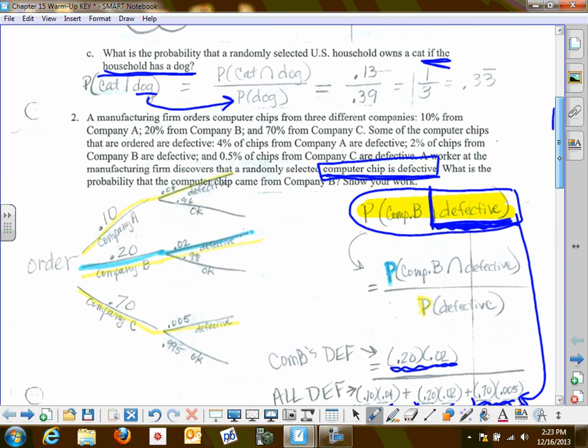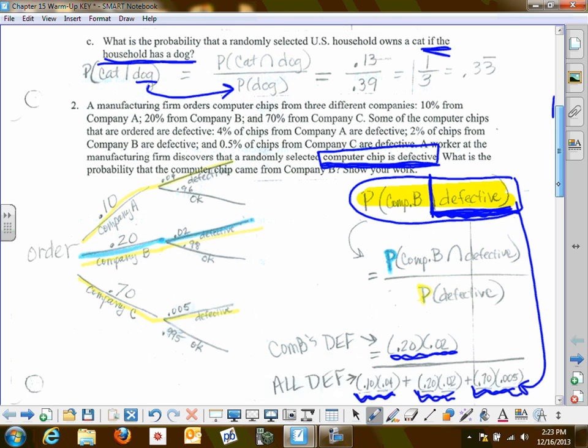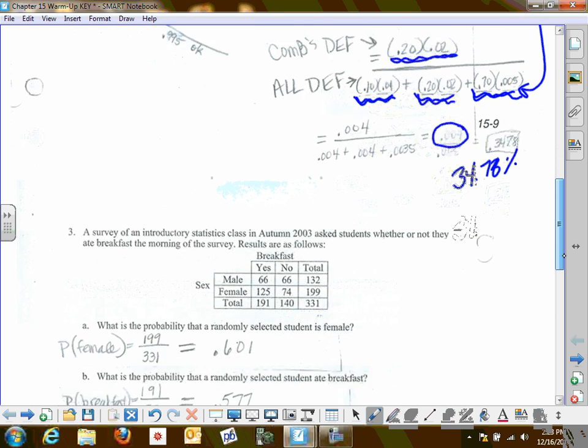Because you have been told that the computer chip is defective, so that's a given. So you now are out of just the defective bag instead of the whole thing. Okay? So that was important information.